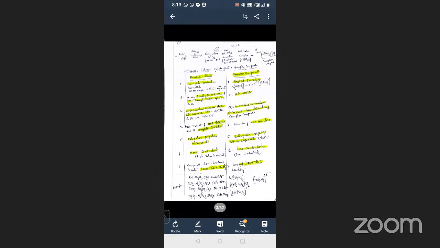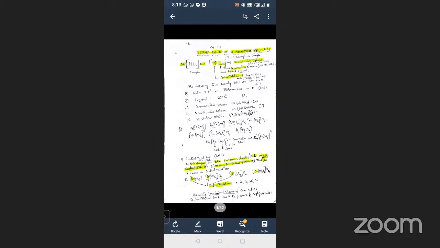Now we will go for our original topic. Now our coordination topic is started here. What are the terms used in coordination chemistry? Now you can observe here.